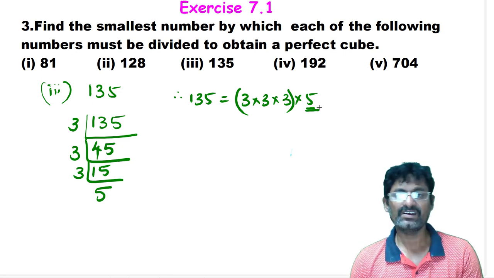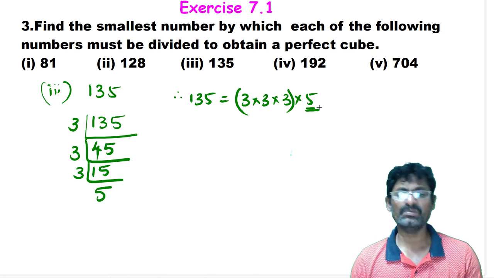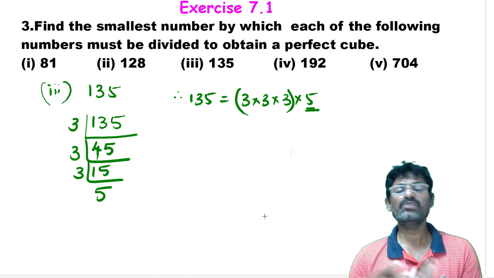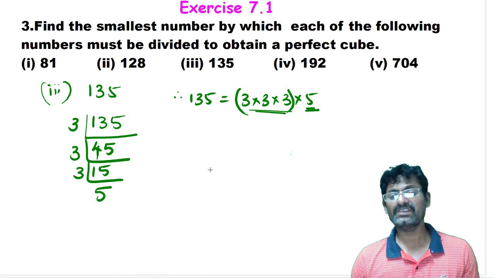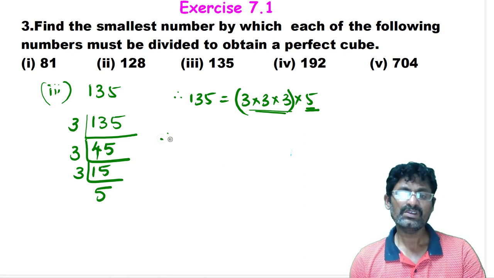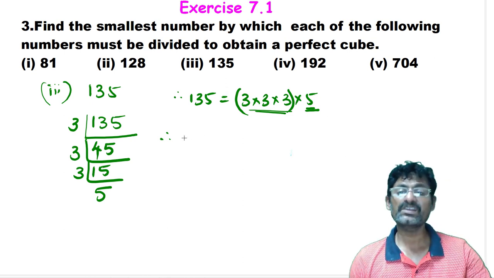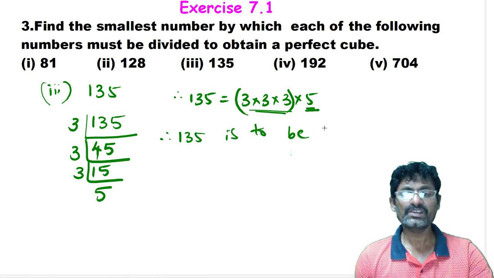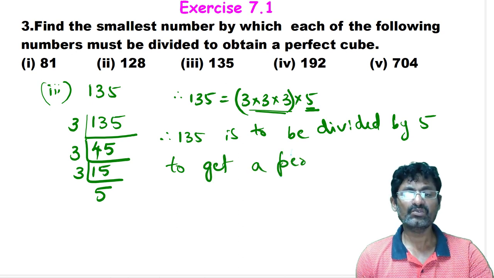So this is extra. So we need to remove this extra 5 to get a perfect cube. To remove this 5, what we need to do? Divide 135 by 5, so that this 5 will be removed and 3 into 3 into 3 will remain, and that will be a perfect cube. So 135 is to be divided by this extra 5 to get a perfect cube.